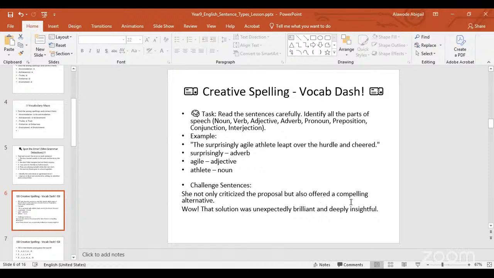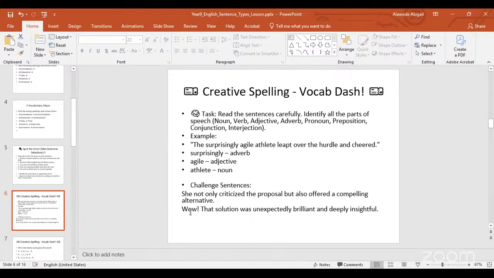Then compelling. Let's look at it together. Compelling alternative. Will that help? Okay, let me help. It's telling you more about the noun alternative. So what part of speech is that? Adjective. Correct. I've already told you now that alternative is a noun, so no need to ask you for that one.